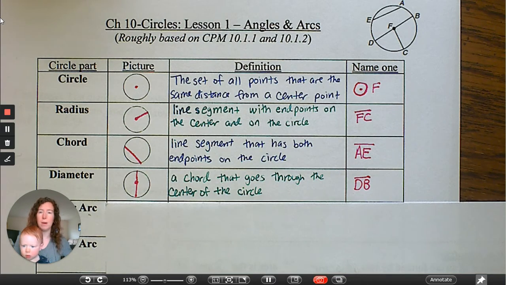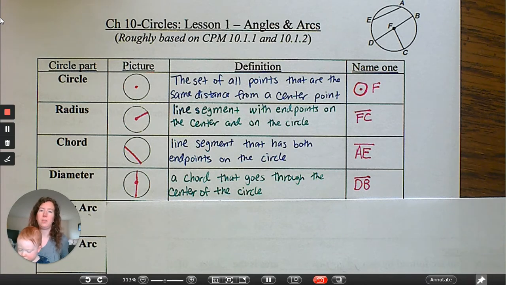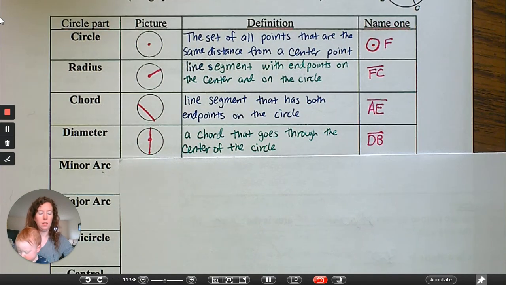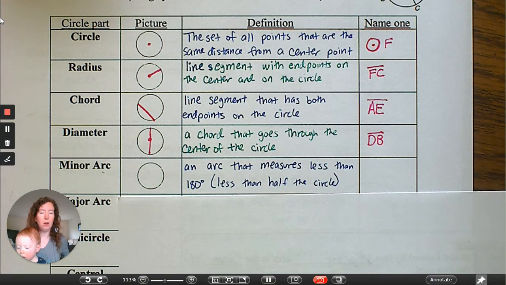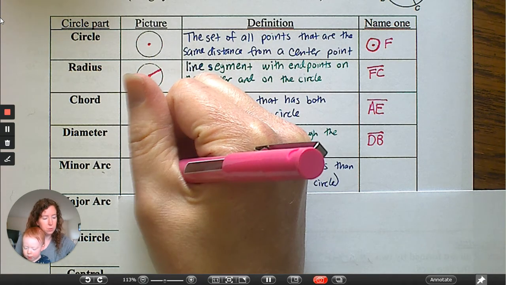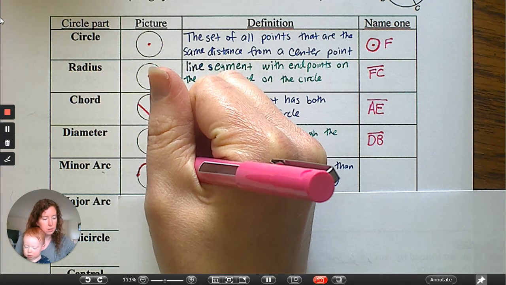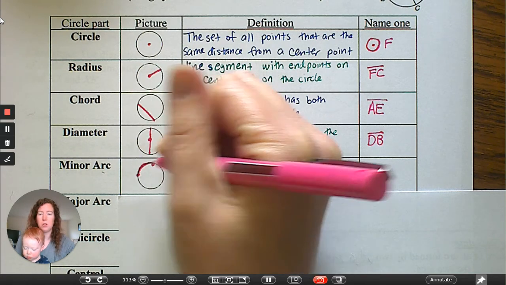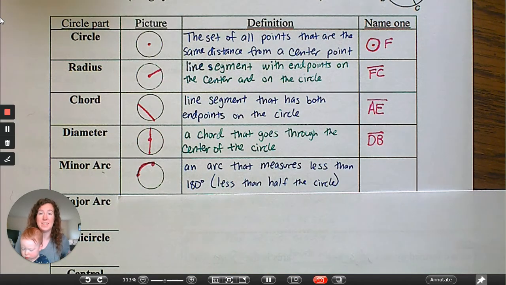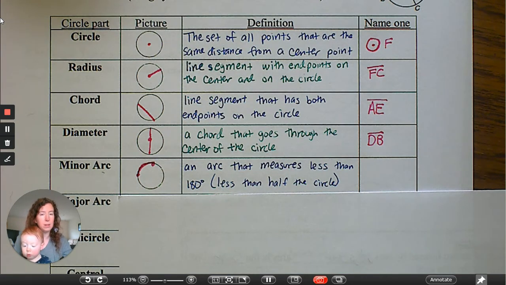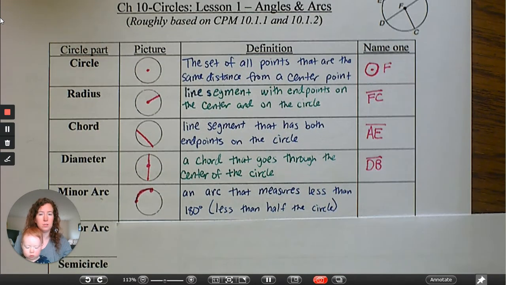Okay. Now let's talk about arcs. In a previous unit, we learned how to find arc length. And we learned that that was a portion of the circumference. Now, a minor arc and a major arc and a semicircle are all related. So a minor arc is going to be an arc that measures less than 180 degrees. So it's less than a half of the circle. So it would just go from one point to another. And I just picked an arbitrary length. As long as it's less than half of the circle. So there are a lot of minor arcs in the circle above.